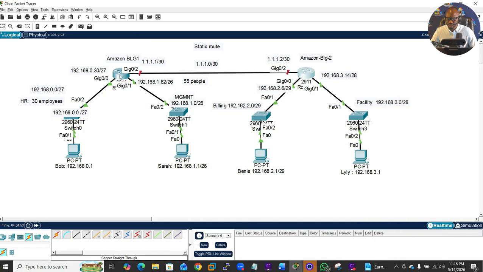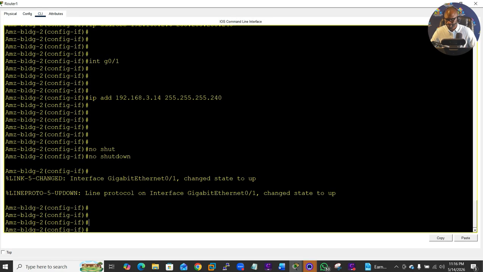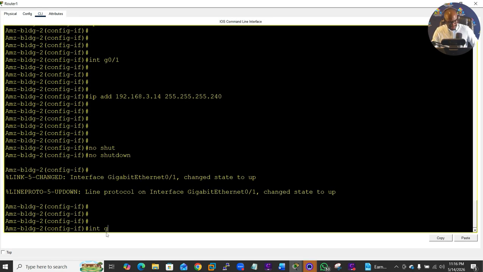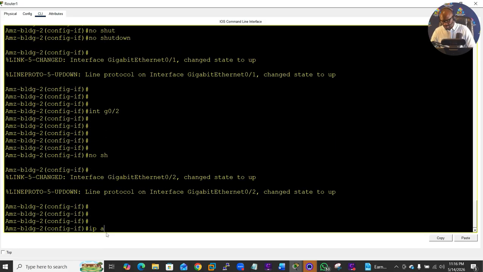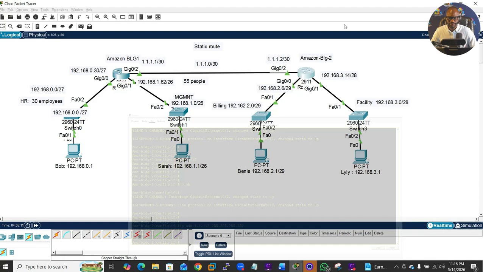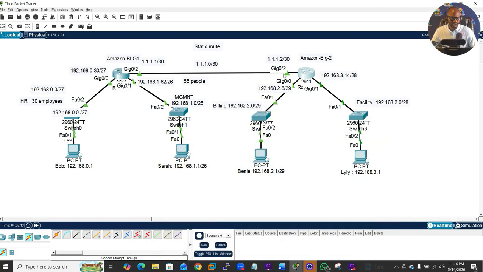Notice when you do no shutdown here, the line is still red because you have to do it on both sides. Okay. Interface G0/2. We are now in building 2. No shutdown. IP address 1.1.1.2 255.255.255.252. Now both sides are green and up.